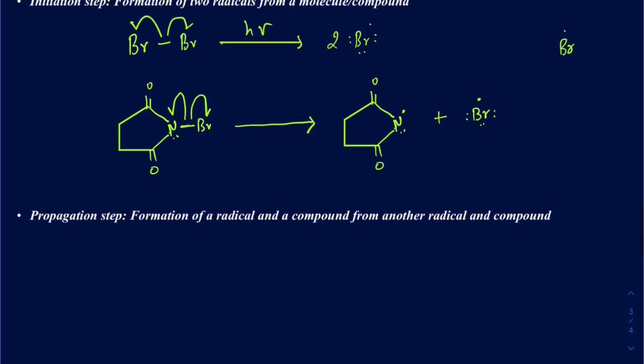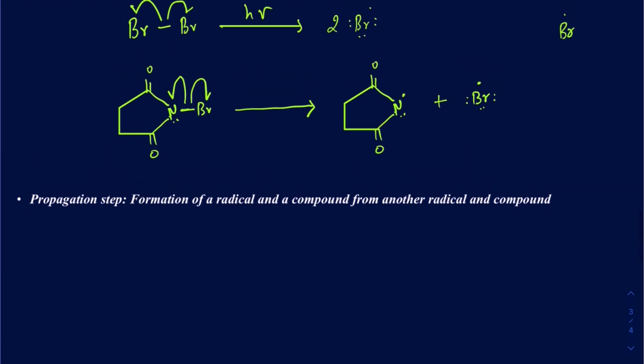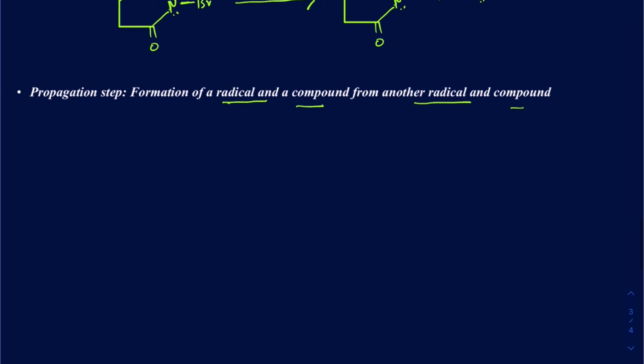Once you have created these radicals, your propagation step is going to be where you use a radical and a compound, and you make another radical and another compound. So make sure you're able to identify your propagation steps. I'm going to take an example of maybe this propane here. So I'm going to go ahead and draw the secondary hydrogen there. And then obviously the Br radical is there. So this carbon and hydrogen bond is going to break homolytically. And then obviously this bromine is going to react with the hydrogen there. So this is how you're going to draw the arrow there.